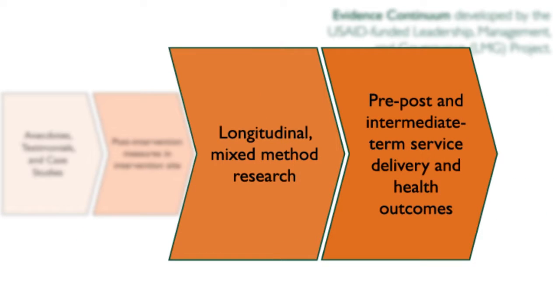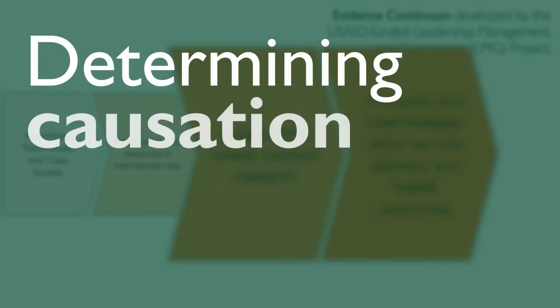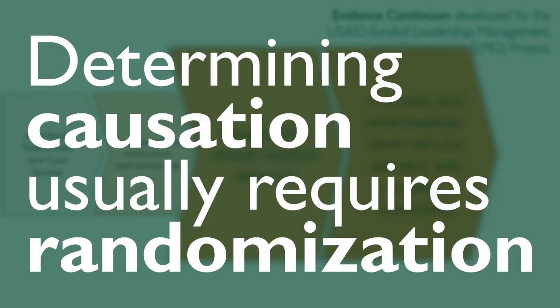At the far right of the continuum, if we want to know whether the program's interventions are directly linked to or cause the improvements, then we need evidence from the program as well as comparison sites without the intervention. Determining causation usually requires some level of randomization so that we know that the difference is actually due to the program and not to chance.